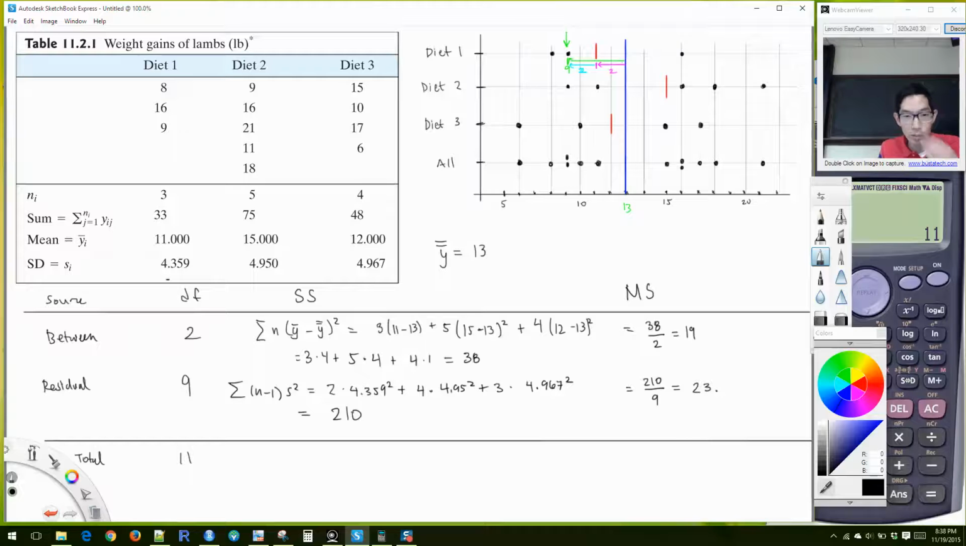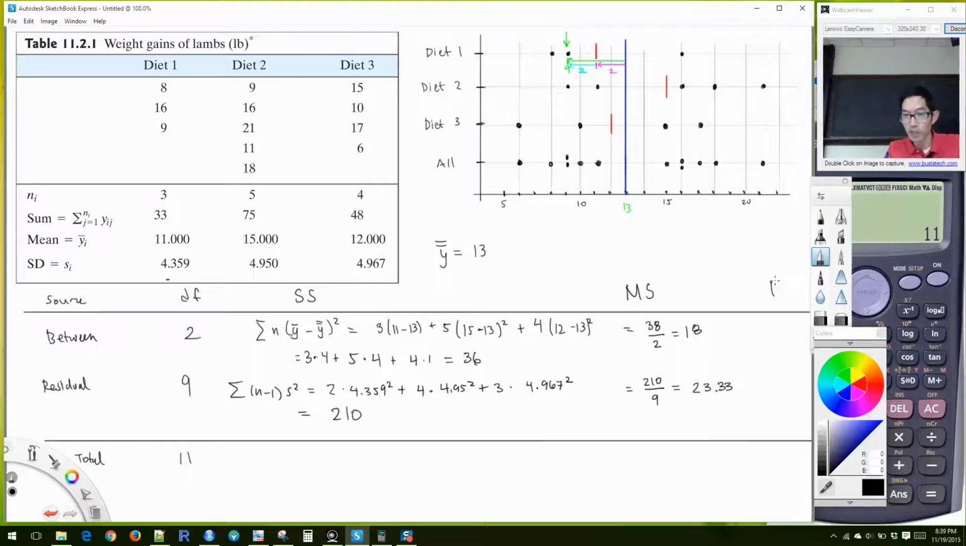Or did I add something up wrong? I did. This is 36. Nobody caught me. Sorry, okay. So this is 12 plus 20 plus 4, yeah, it's 36. Okay, so my mean squares is 18 and 23.